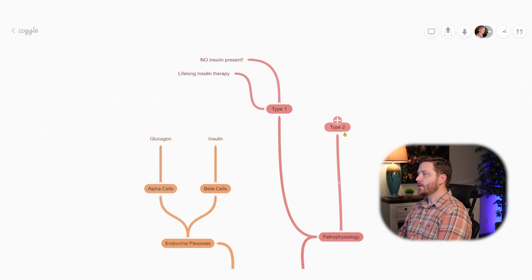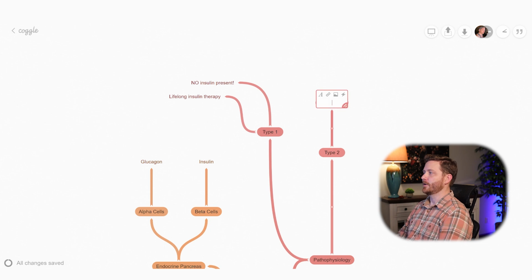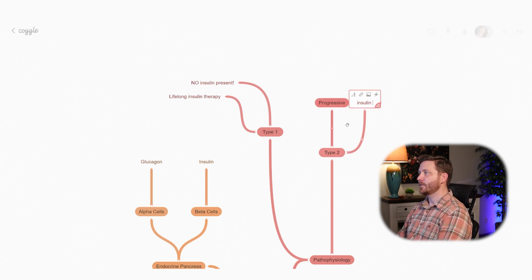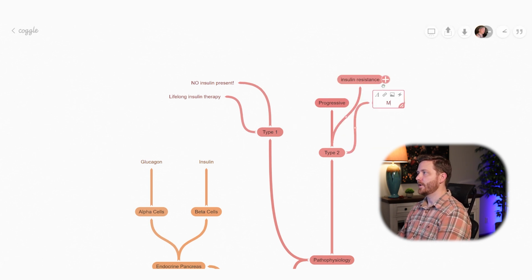All right, now with type 2, we've got a couple things going on here. It's progressive, has a lot to do with insulin resistance, and then also we've got the metabolic syndrome.